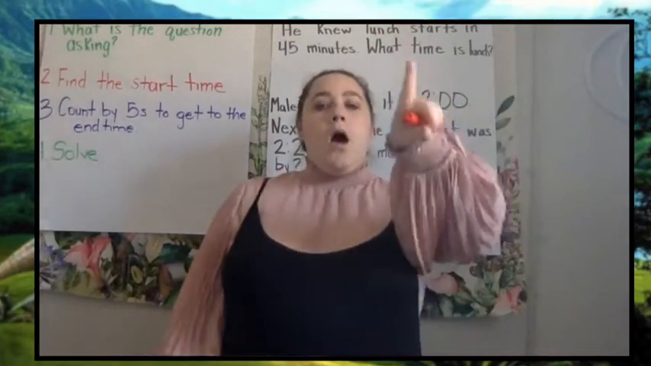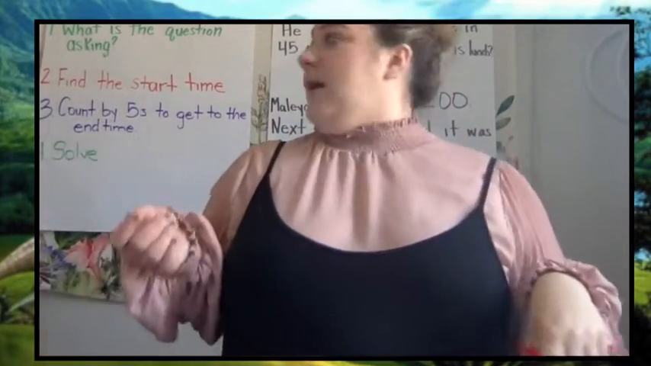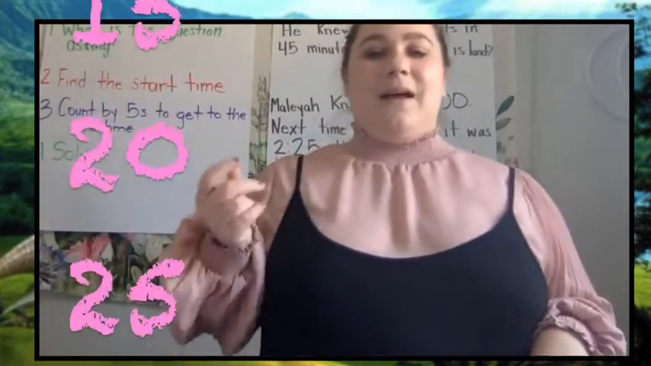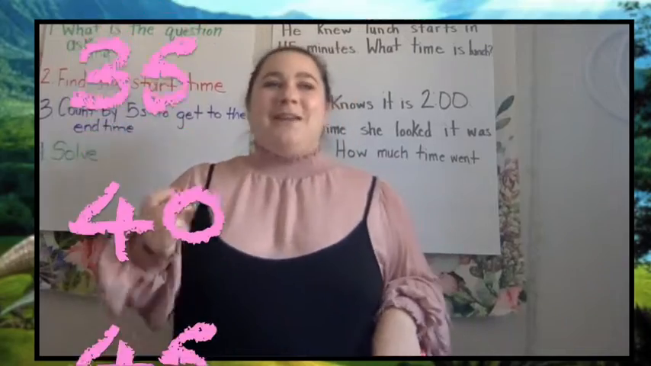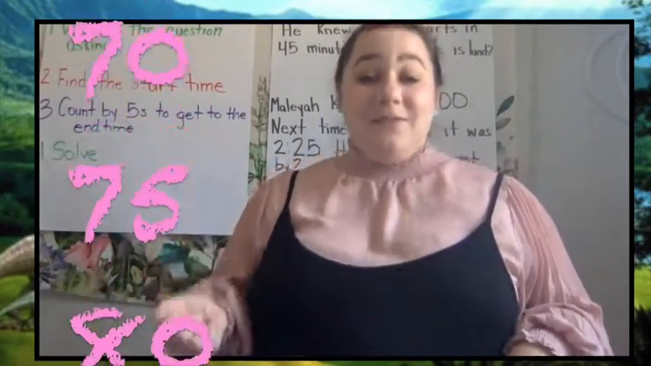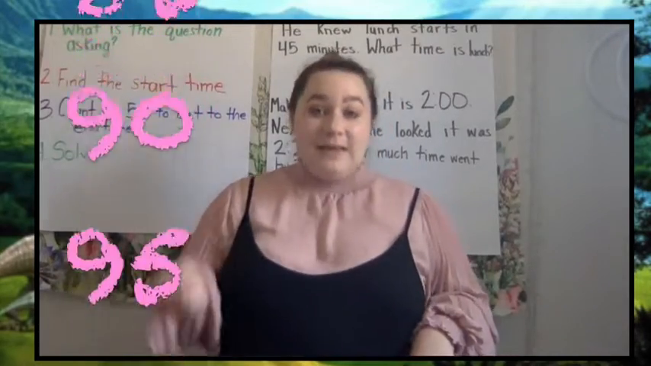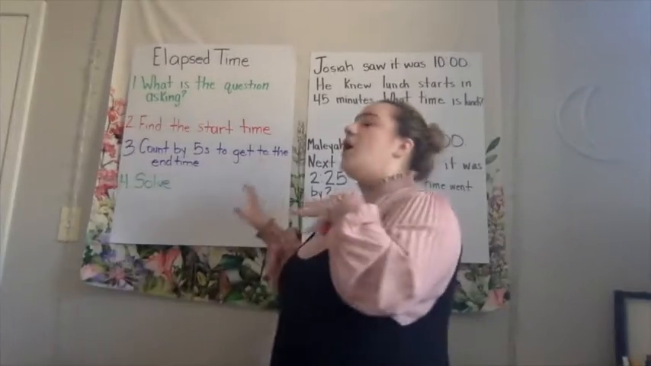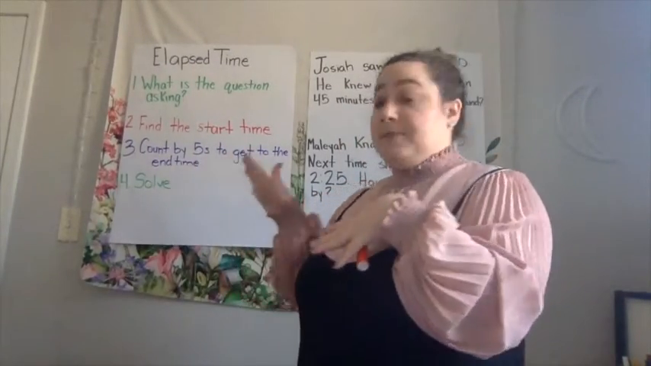Let's do it one more time. We're counting by fives. Get ready. Go. 5, 10, 15, 20, 25, 30, 35, 40, 45, 50, 55, 60, 65, 70, 75, 80, 85, 90, 95, 100. Okay, let's go over our steps for elapsed time.